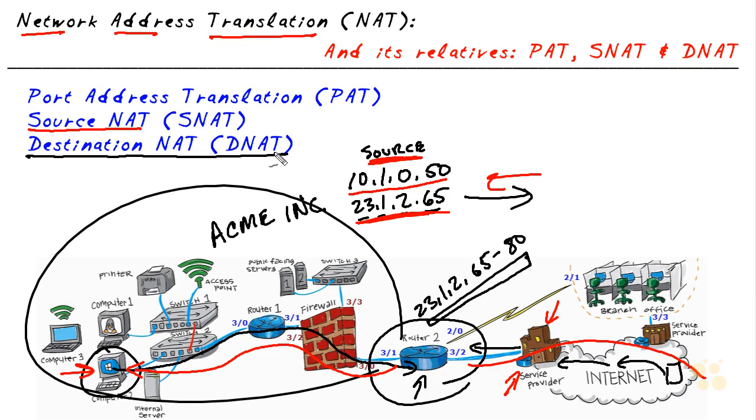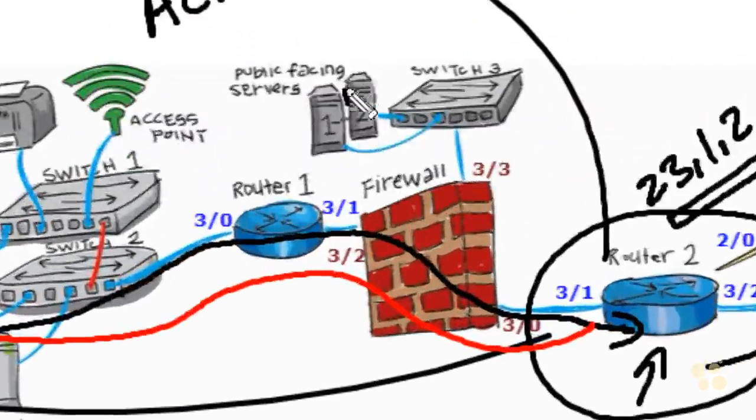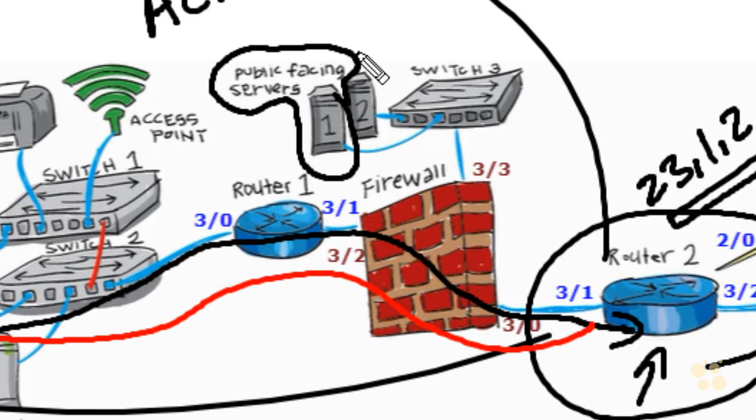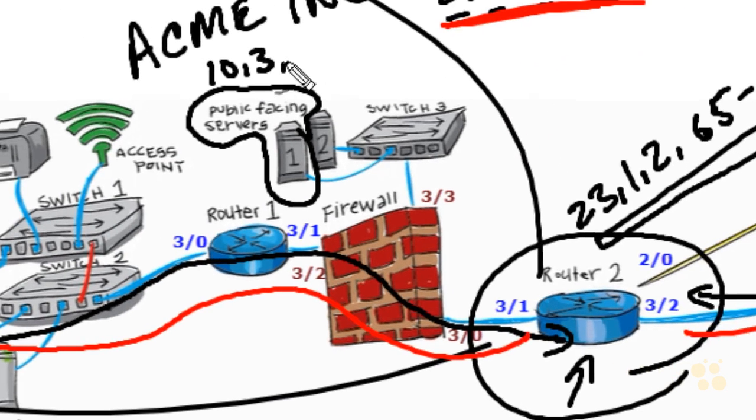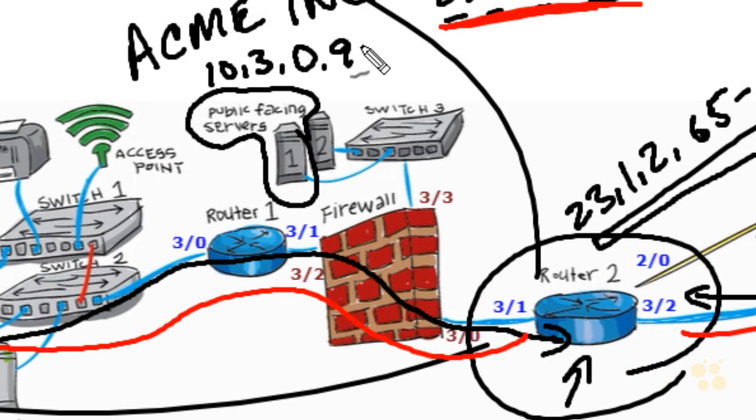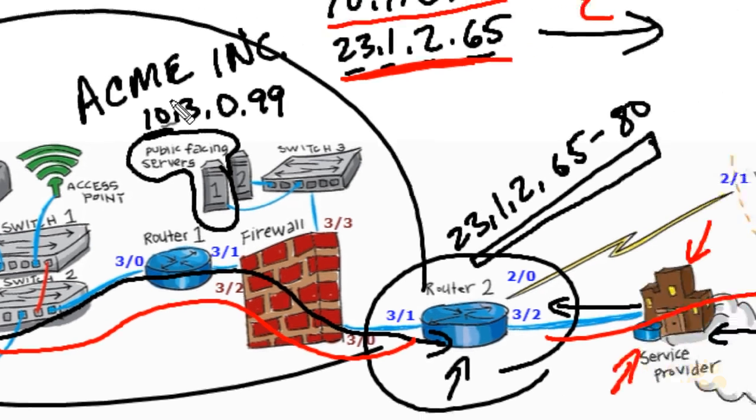And a scenario where we'd use destination NAT is this. See this server right here? This public-facing server, server number 1? Let's say it has the IP address of 10.3.0.99. That's the IP address it has on our DMZ. Now, that IP address of 10.3.0.99 starts with a 10. It's in the RFC 1918 private address space. That's not routable over the internet.